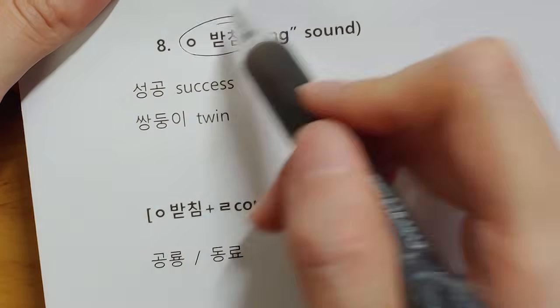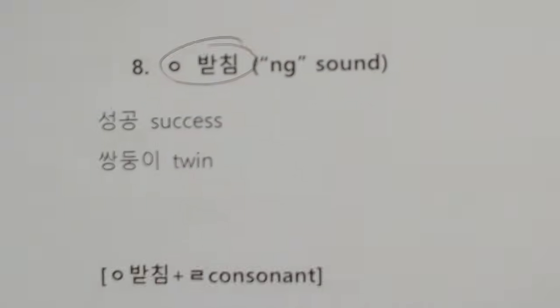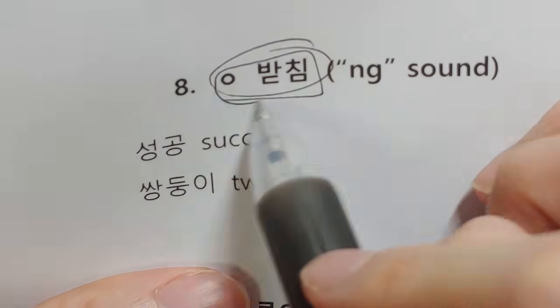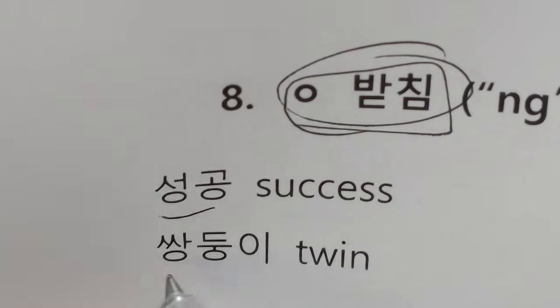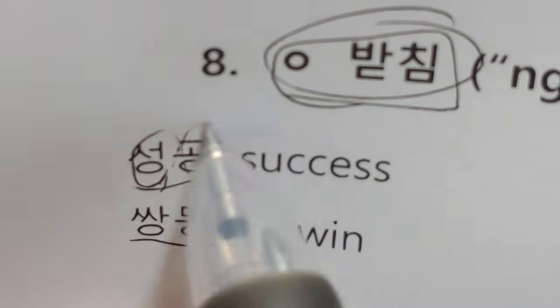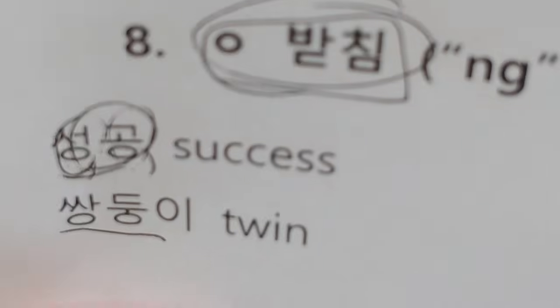So there is not much to look at 이응 받침 because usually it's not really difficult to pronounce 이응 받침, right? So both of these have two 이응 받침 in it. So I brought these words. So it's pronounced 성공, right? 성공, and it means success.